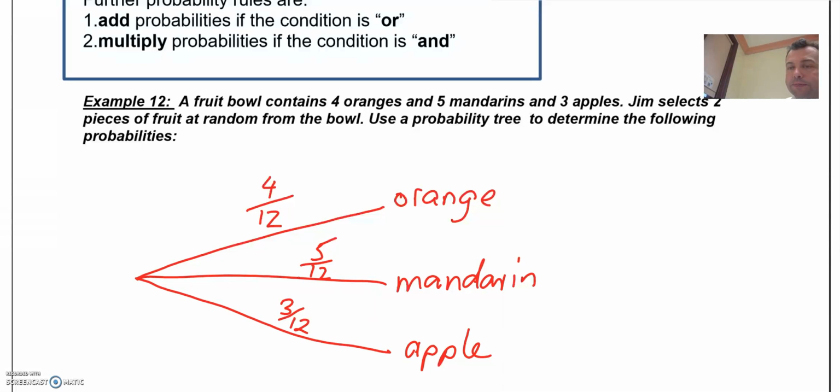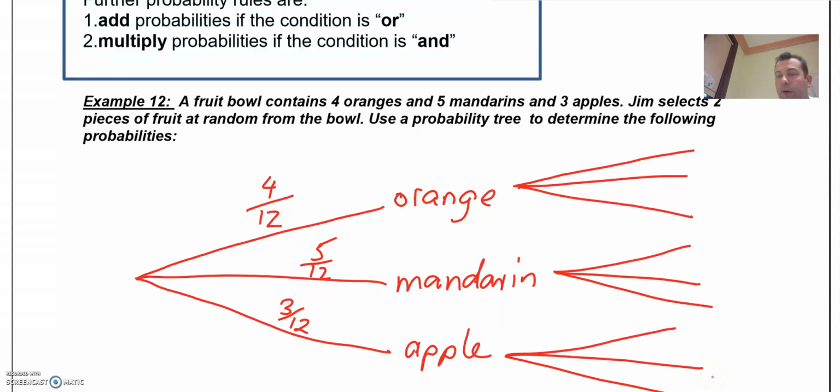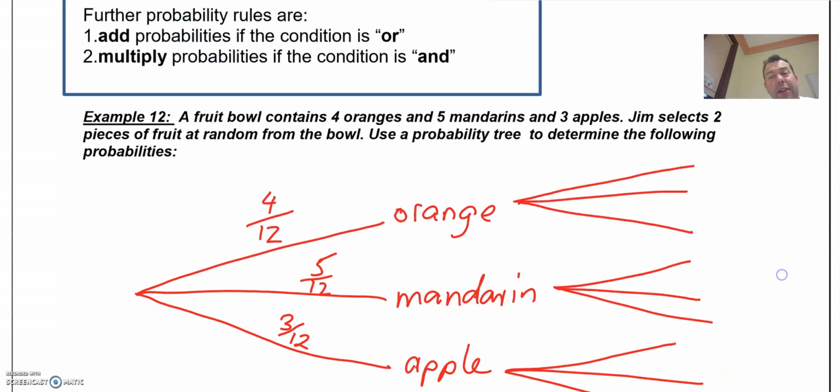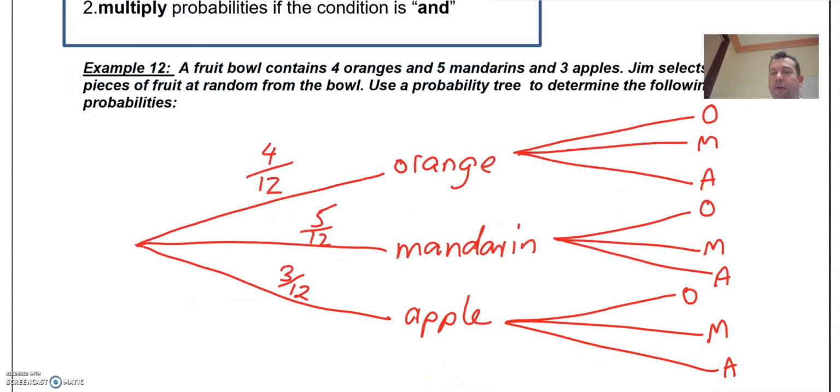Now, second piece of fruit. 3 options again for each of them. So you can see that I end up with 9 branches here at the end, but that's a lot better than 132. So I'm just going to go with O for orange, M for mandarin, and A for apple. O, M, and A. I know what you're thinking, OMG, but no, OMA. Orange, mandarin, and apple.